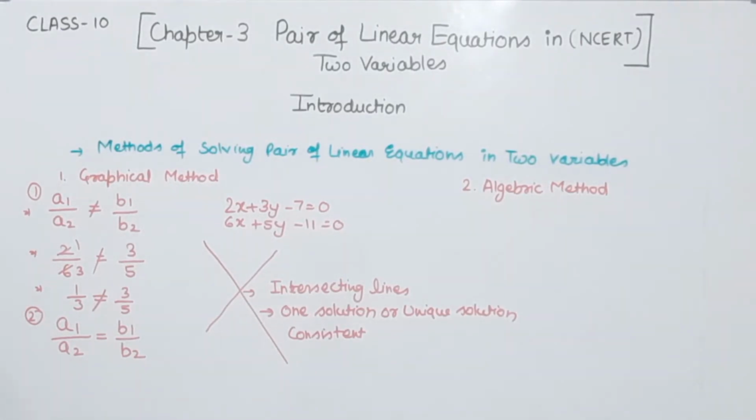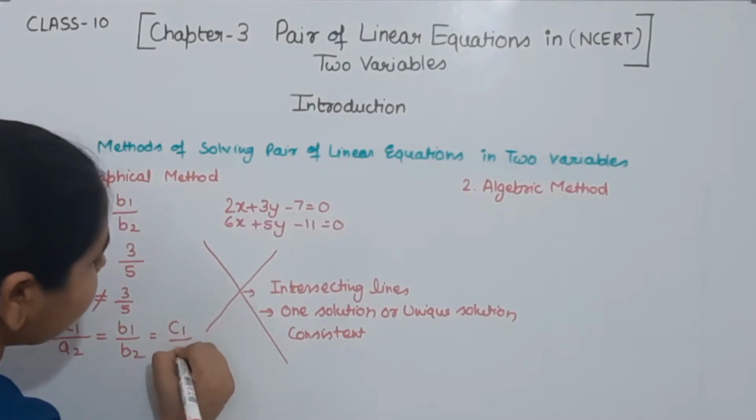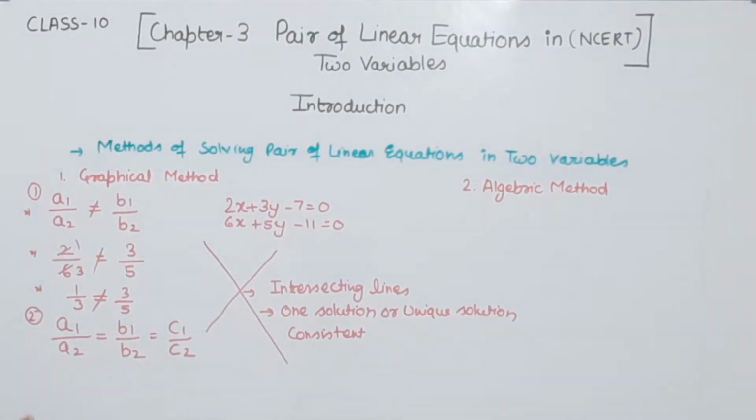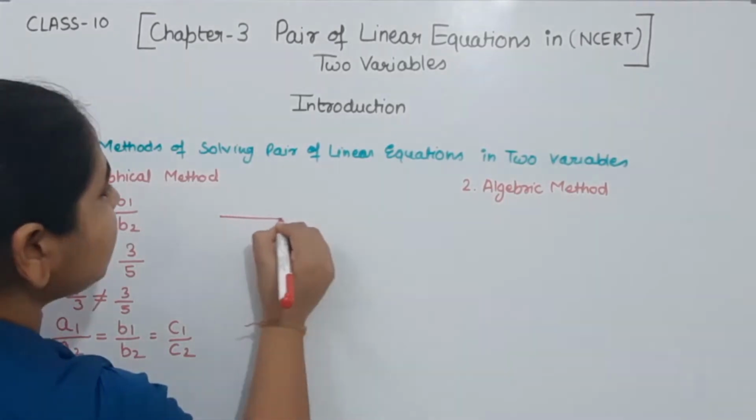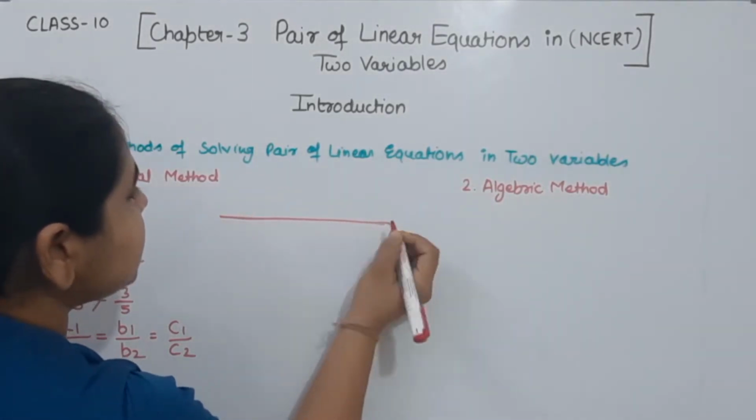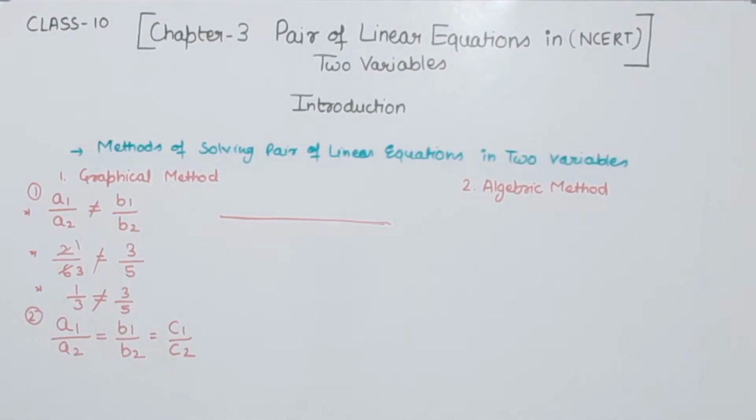Now we are going to find the third one, which is C1 by C2. Now in this case, all three of them are equal to each other. So if all three are equal to each other, then we'll have coincident lines. That means both lines have the same solution; they lie on each other. So if A1 by A2 is equal to B1 by B2 is equal to C1 by C2, we are going to take an example.